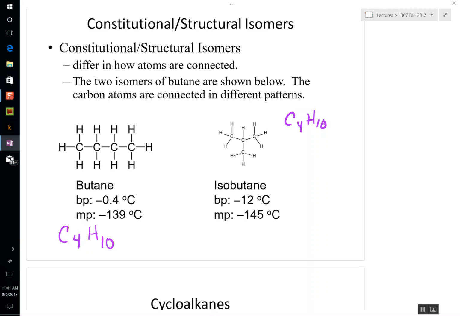And you can see they got the same molecular formula, but they have different properties. This thing boils at around 0 degrees centigrade, negative 0.4. So it's right about 0. This boils 12 degrees lower, negative 12 degrees centigrade. A distinctly different boiling point. It's a distinctly different melting point.